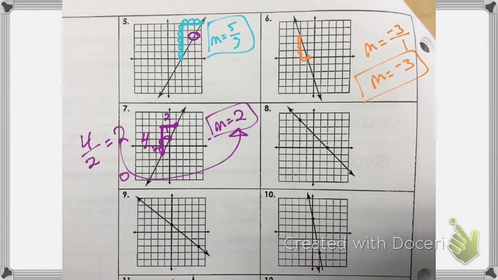All right, number 8, waterfall for me. Throw it in the chat. I'm seeing some stuff come through. I got 1. I got negative 1. I got 1s and negative 1s. I got a negative 4 over 4. Make sure you simplify answers.